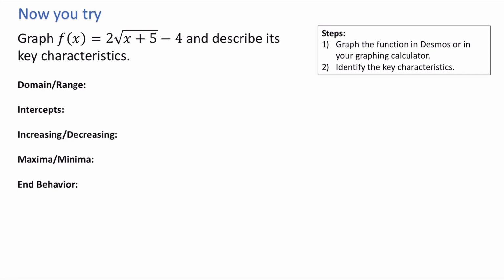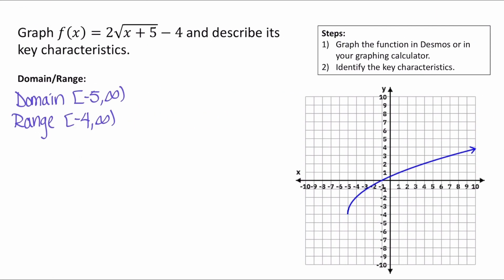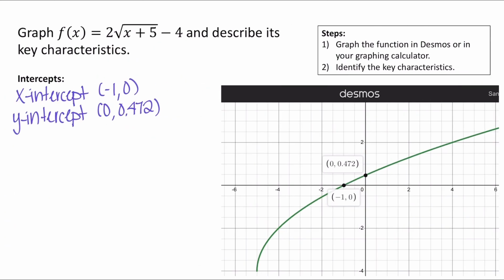So now let's go over the answers to this problem. So the domain you can see from the graph goes from -5 to infinity. Those are all the x values, and the range is from -4 to infinity. The graph you can see has an x-intercept at (-1, 0) and a y-intercept at (0, 0.472). Remember that in Desmos you can click on those points to see their coordinates.